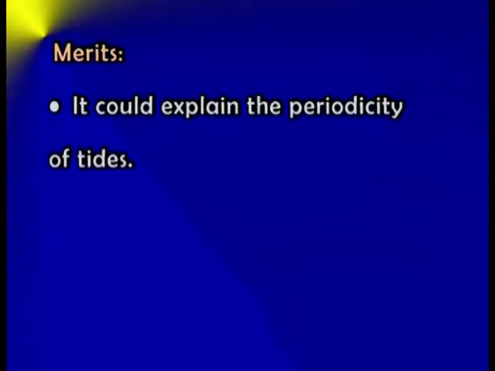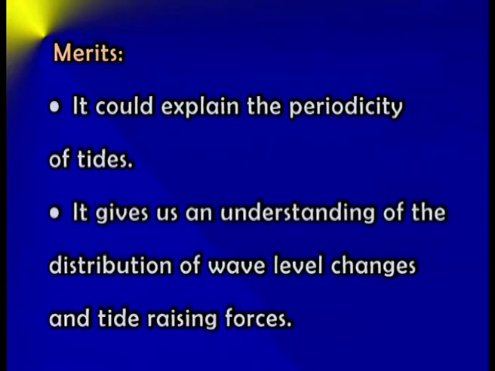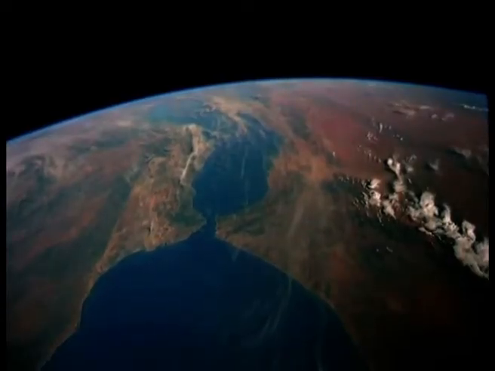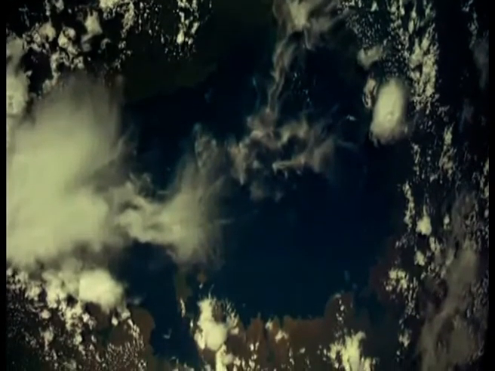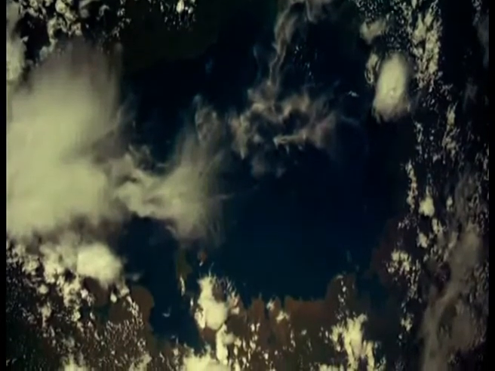The merits of this theory: it could explain the periodicity of tides, and it gives us an understanding of the distribution of wave level changes and the rising forces. Then the demerits: the assumption of the earth having a uniform layer and depth of water is not justified. It does not explain the variety of tidal range and tidal period appearing at different locations on the same day. The bottom configuration and the continents that obstruct the movement of tides have not been considered.